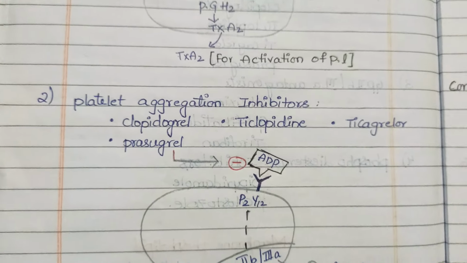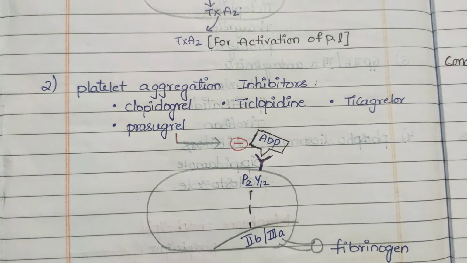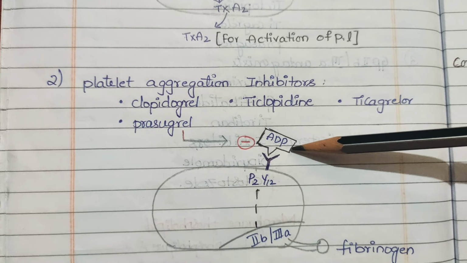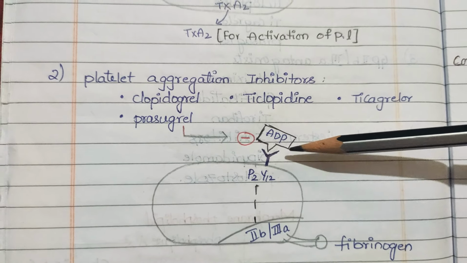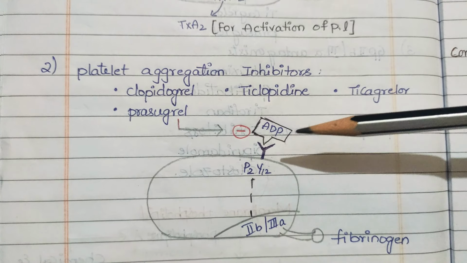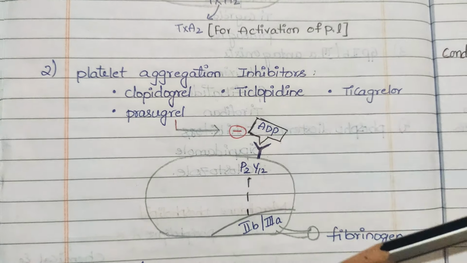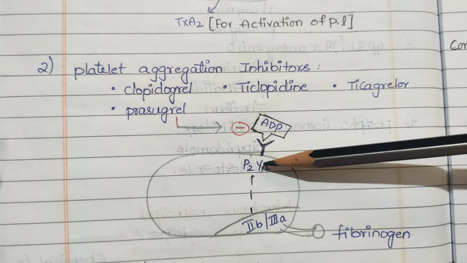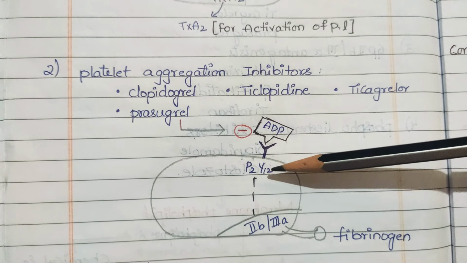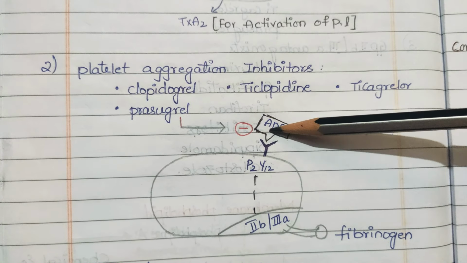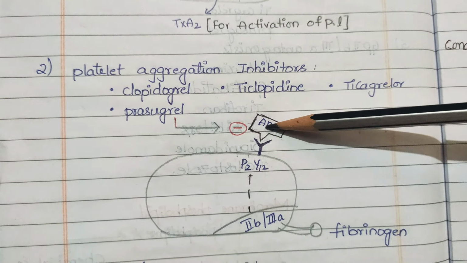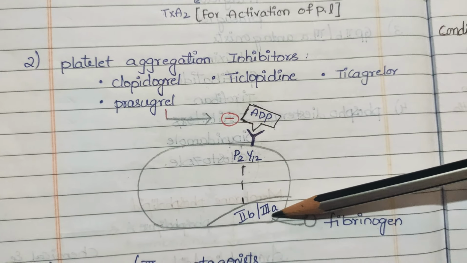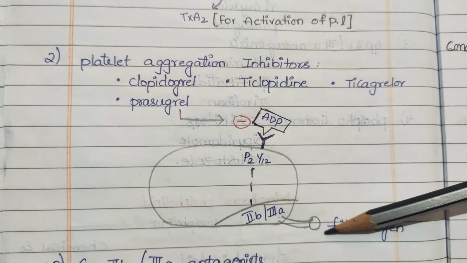Coming to the second category, platelet aggregation inhibitors. In the previous video, we discussed that the platelets release chemical mediators like ADP, thromboxane A2, serotonin, etc. The released ADP binds to the receptors of platelets named P2Y12. When these two form a complex, it activates glycoprotein 2B/3A receptors to attach to the fibrinogen.